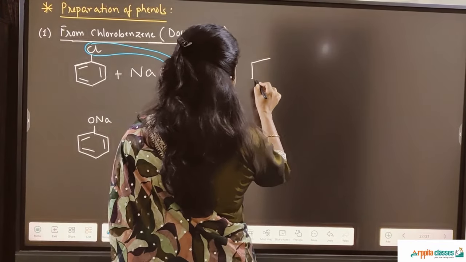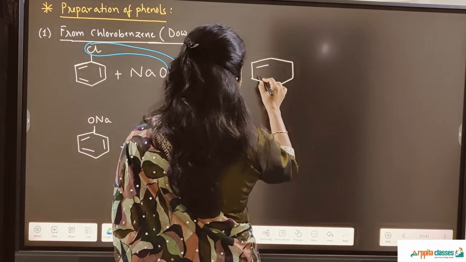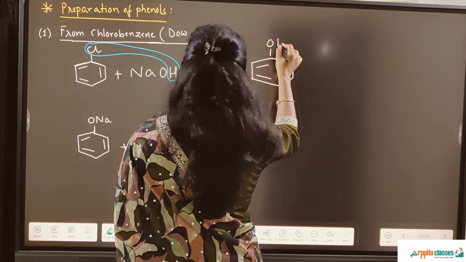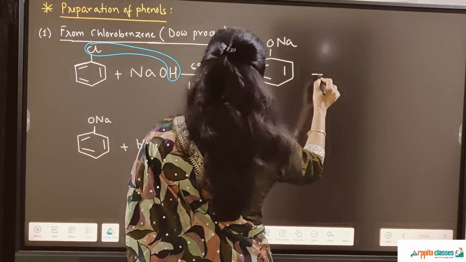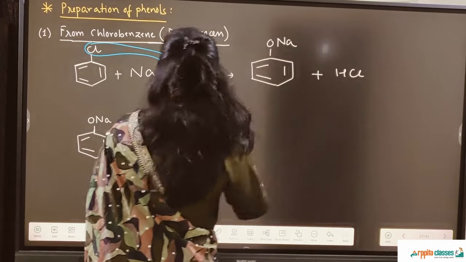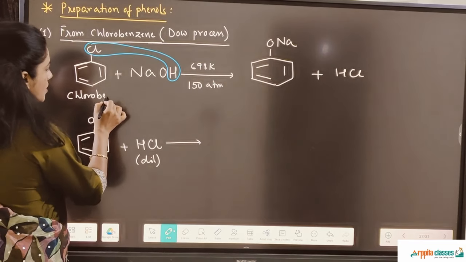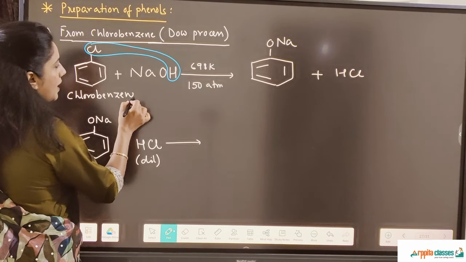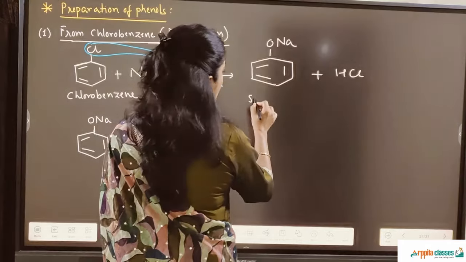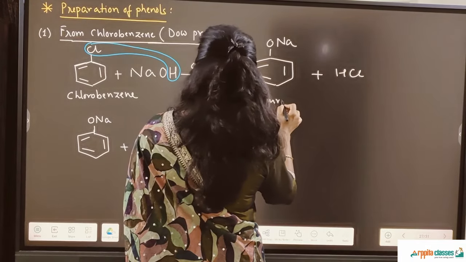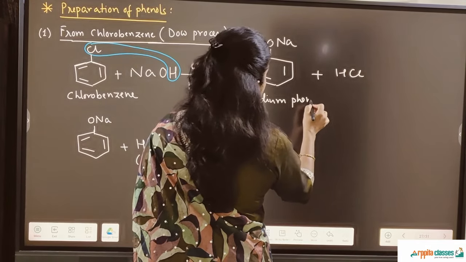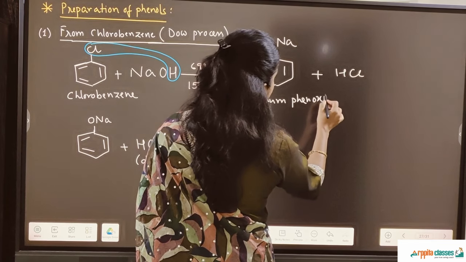So we get sodium phenoxide ion. So this is ONa, and plus HCl comes out. Okay, so this is my chlorobenzene. This is chlorobenzene, and here I get sodium phenoxide. This is called sodium phenoxide.